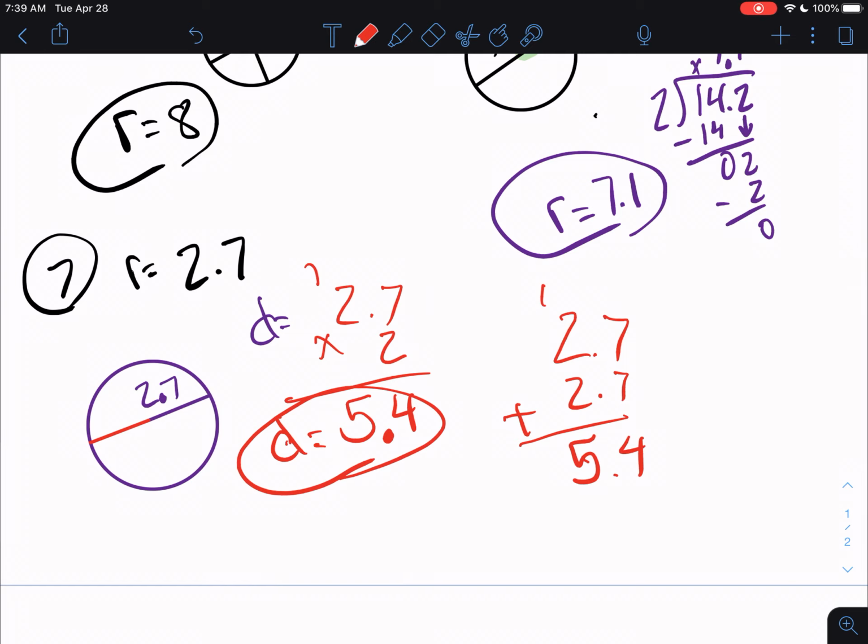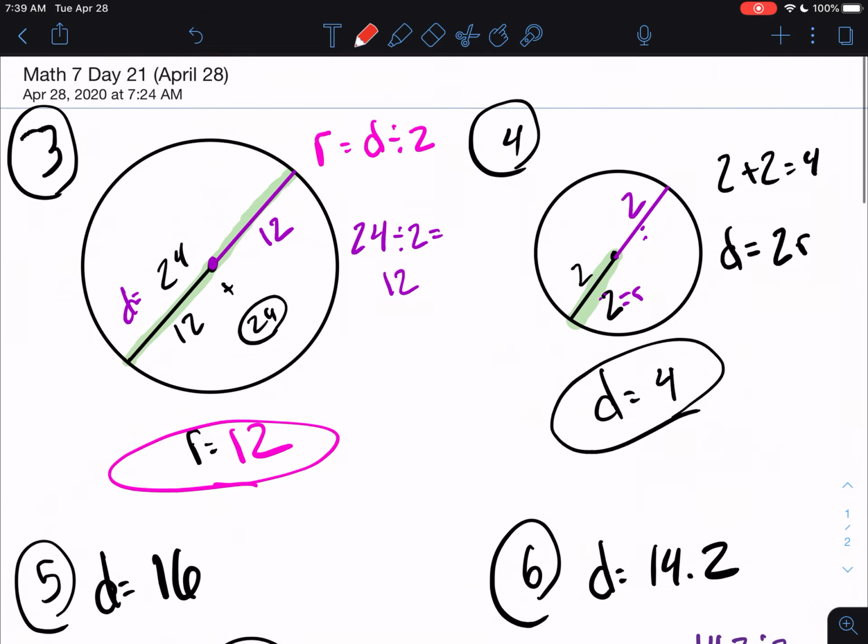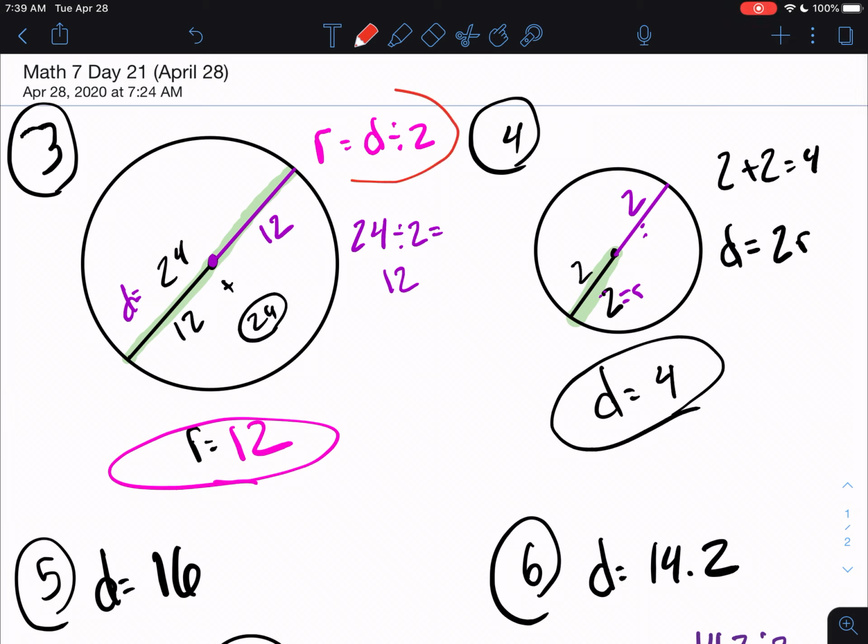So that's all I have for you. Remember, if you're given your diameter and you need to find your radius, divide. If you are given your radius and you need to find diameter, multiply, because one gets it bigger and one gets it smaller. So just think about that relationship. Draw pictures. It really does help. That's why I kept drawing them.